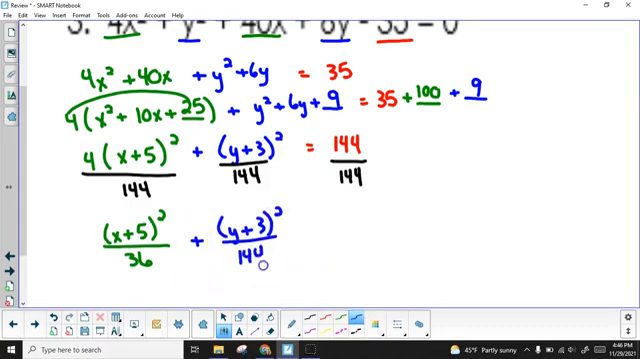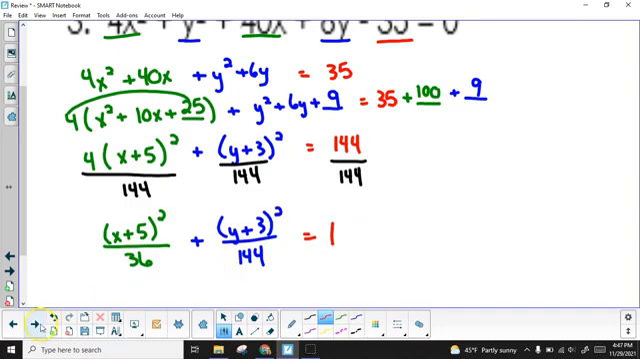And on the right-hand side, equals 1. And that's our equation for an ellipse. We can tell the center would be -5, -3, and this would be a vertical ellipse because the bigger number is underneath the y term.